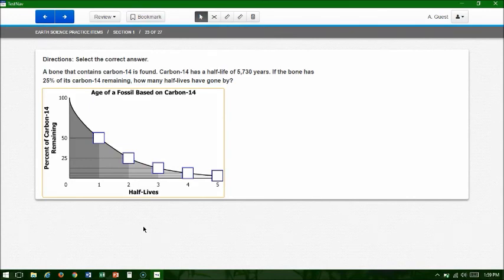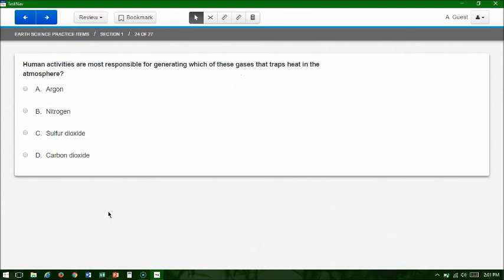Number 23, it talks about the half-life of carbon-14. And the biggest clue to the correct answer is that the bone that was analyzed contains 25% of its carbon-14 remaining. So after the first half-life, 50% of it would remain, but after two half-life periods, 25% of the carbon-14 remains. All we had to do was to click on the correct number of half-lives that have gone by. So the answer is 2, so we select that particular box. Number 24, human activities are most responsible for generating which of these gases that traps heat in the atmosphere. So typically when fossil fuels are burned, it's carbon dioxide that's produced. Now sulfur dioxide does lead to acid rain, but we're focusing on a greenhouse gas, and that would be D, carbon dioxide.